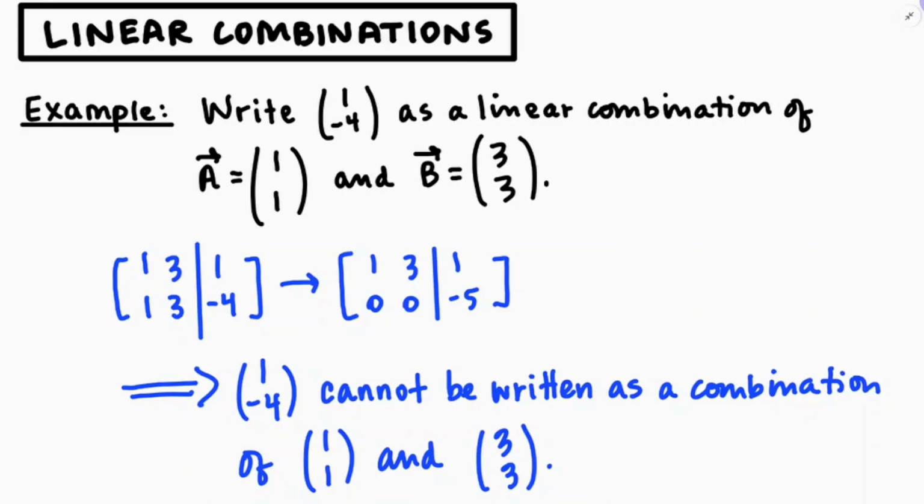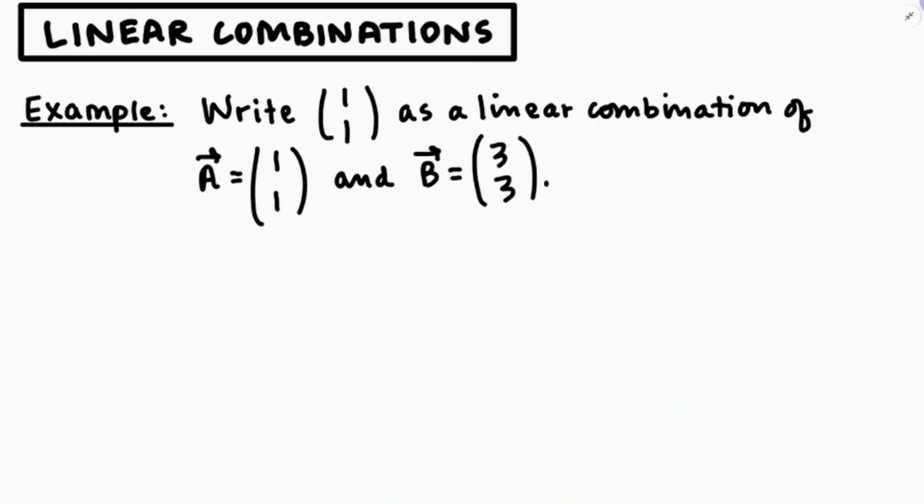I think I've got a little bit more to say about this. (1, 1) and (3, 3), if we combine these in any way, I'm going to end up with a product that has the first and second components that are equal. Just try any number of A plus any number of B, and you will get a vector where the two components are the same.